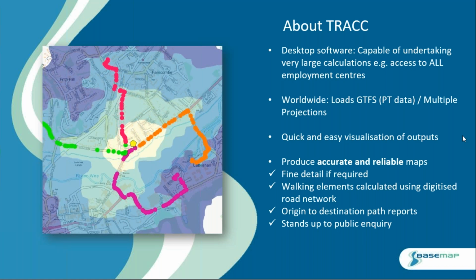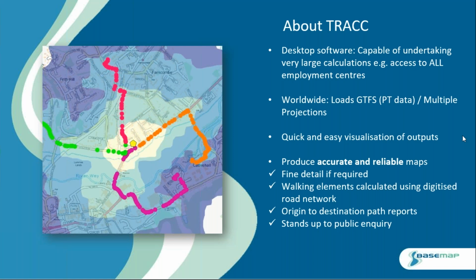It's used all over the world, so it can use all formats of public transport data, road data, and multiple sorts of map projections. And it's quick and easy to visualize the outputs of TRACC because of the way it's been designed in terms of its multimodal capacity. So it is in effect a multimodal travel, transit, and accessibility tool. And it can produce accurate and reliable maps. It can also get down into the nitty-gritty and provide fine detail if that is required.